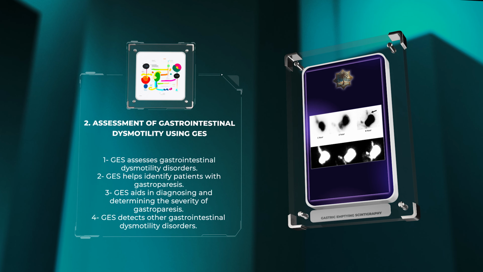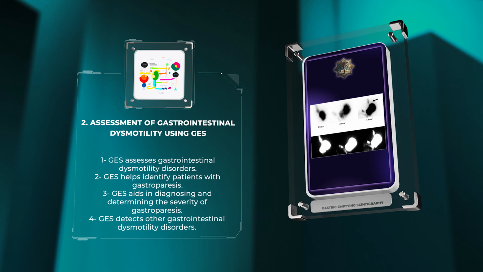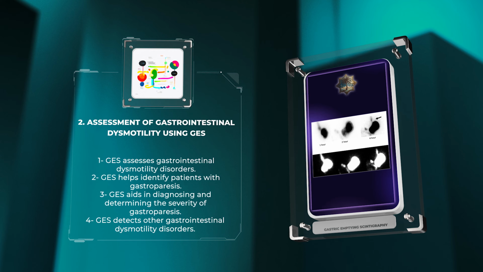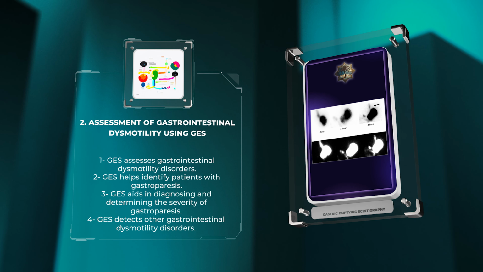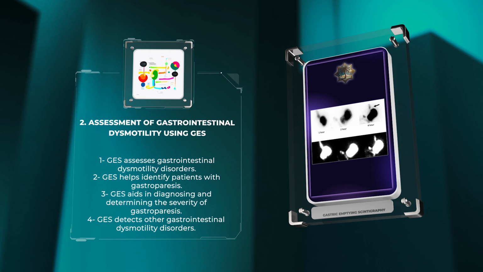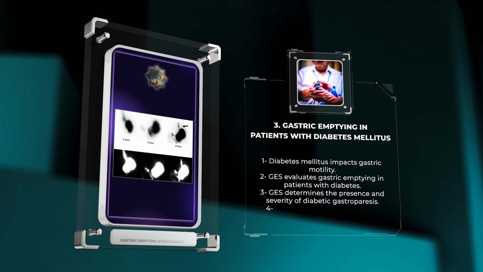In addition to gastroparesis, GES can also detect other gastrointestinal dysmotility disorders such as antral hypomotility, duodenogastric reflux, and small bowel dysmotility. By evaluating the rate of gastric emptying, GES aids in the accurate assessment of these conditions and facilitates tailored management approaches. Diabetes mellitus is a systemic disease that can significantly impact gastric motility.